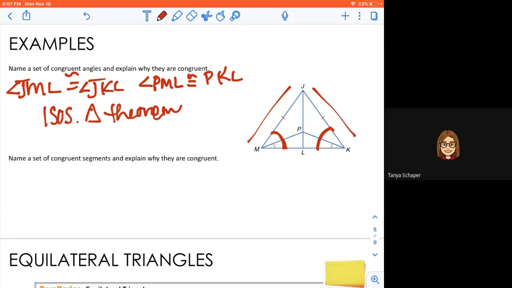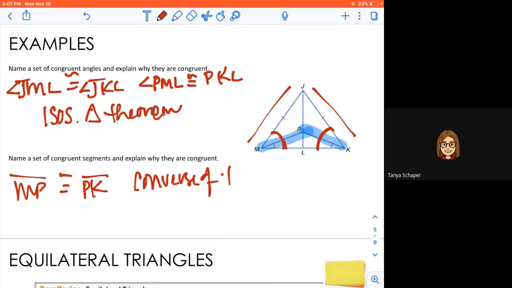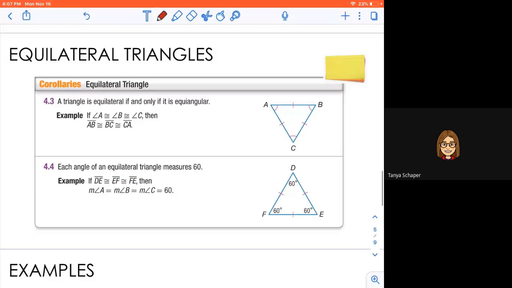And name a set of congruent segments and say why. In this case, MP and PK are congruent. MP is congruent to PK. Why? It's because of the converse of the isosceles triangle theorem. Okay, be practicing these. All right, equilateral triangles.